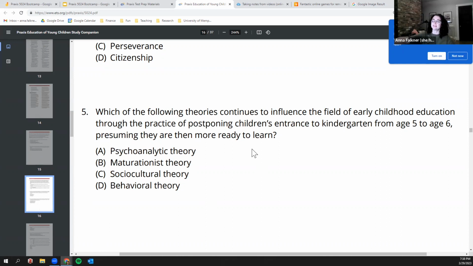So this one, the practice of postponing children's entrance, presuming that they are then more ready to learn. Now, if I think that children's age is really going to be the thing that makes the biggest difference, there's sort of biological growth, which one of these would that speak to?